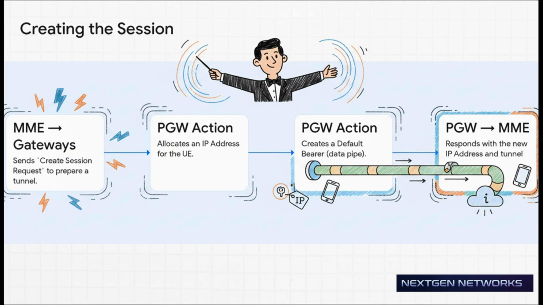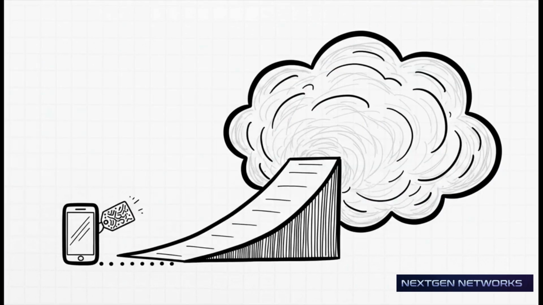And this is the big one. It allocates an IP address specifically for your phone. And bam, that's a huge milestone. The PGW, remember, that's the on-ramp to the public internet, has just given your device its very own unique IP address. For this session, you are now officially a citizen of the internet.